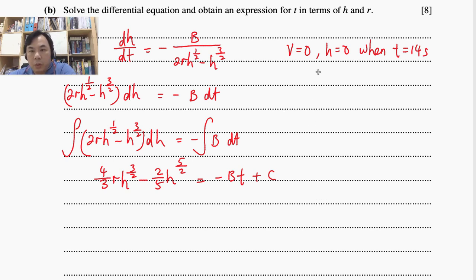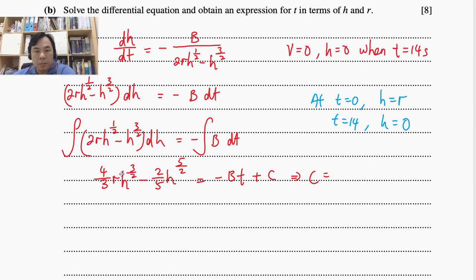Now from here we also know that, okay, I'm going to write down some of the information. At t equal to 0, at the beginning, the height is the same as the radius, as mentioned before. At t equal to 14 seconds, the height is equal to 0. So we're going to use these two pieces of information. At t equal to 0, h is equal to r. So from here, we should be able to get the c.